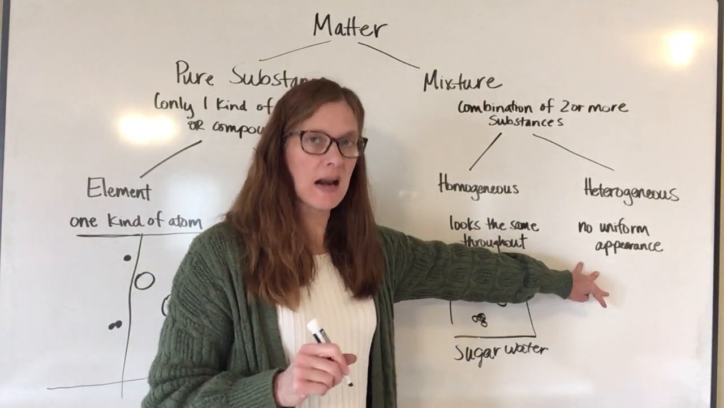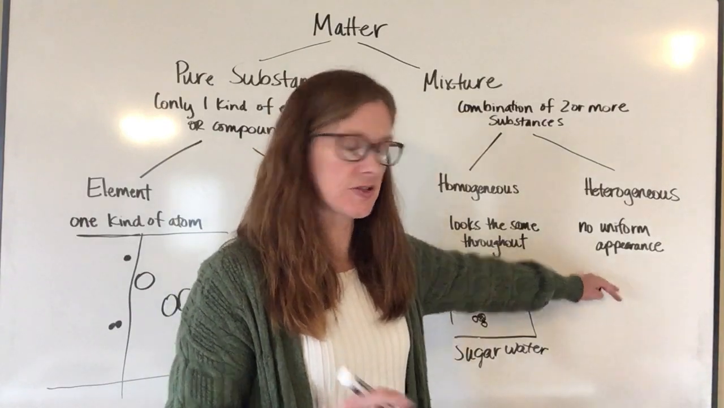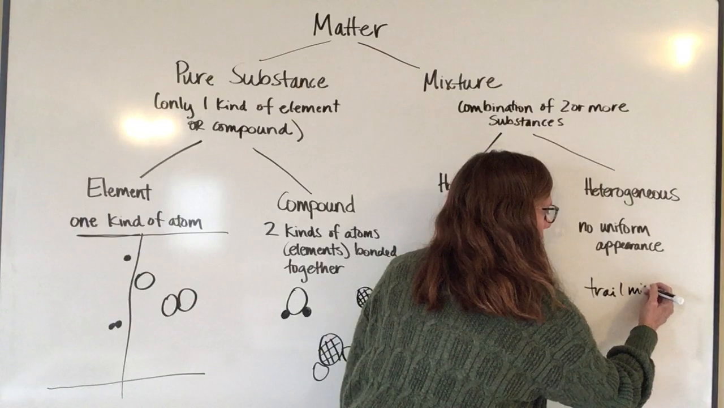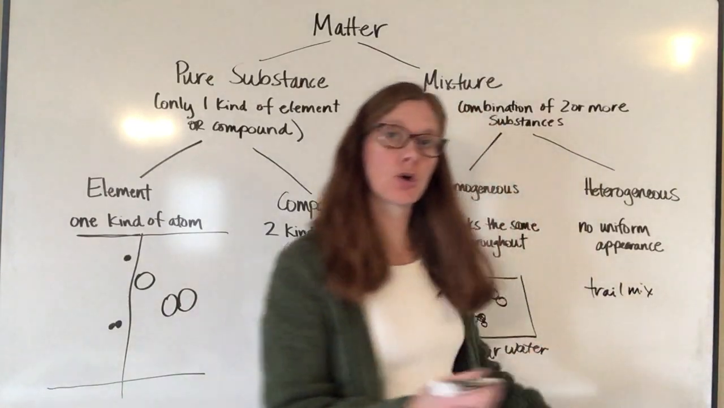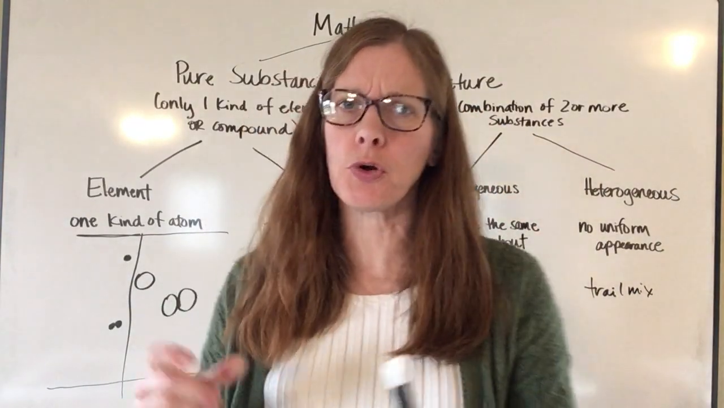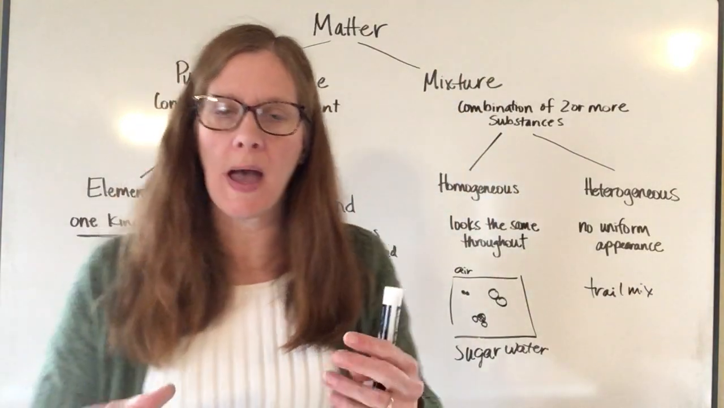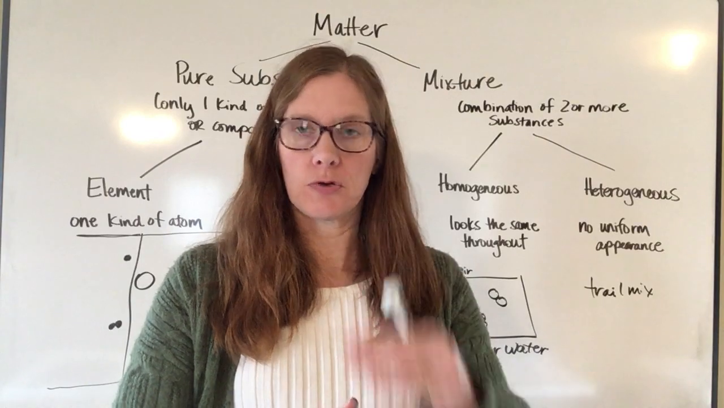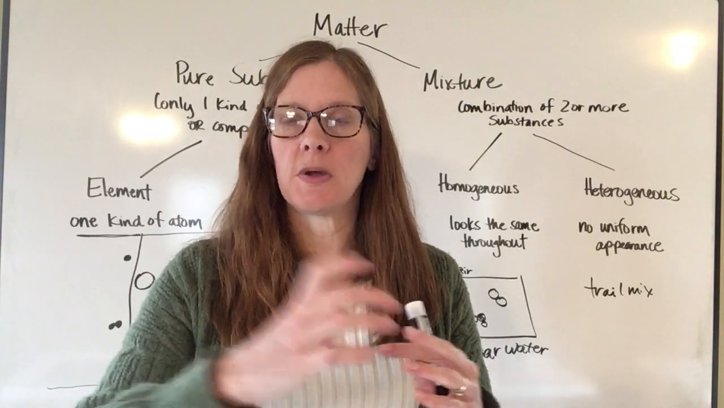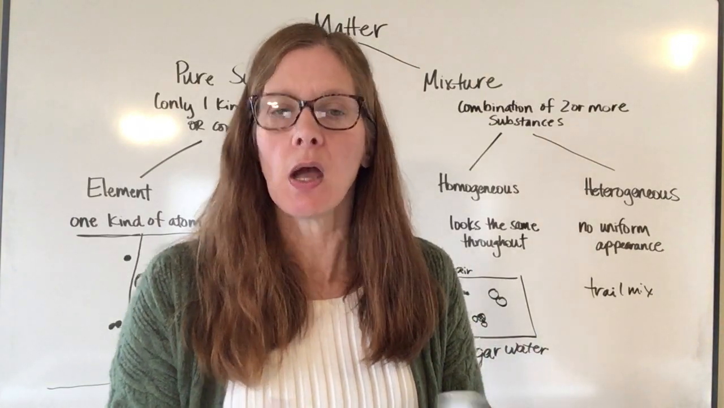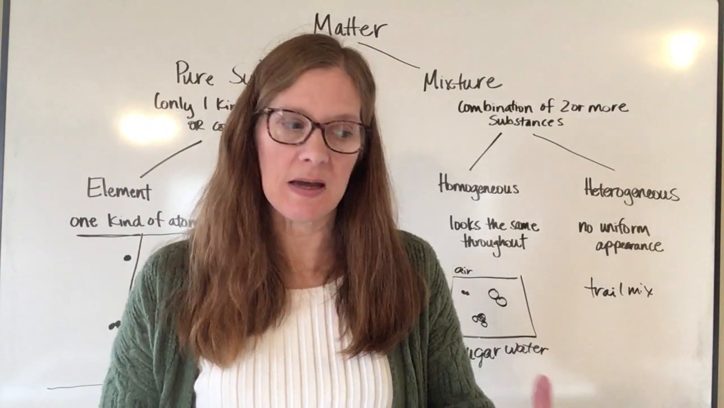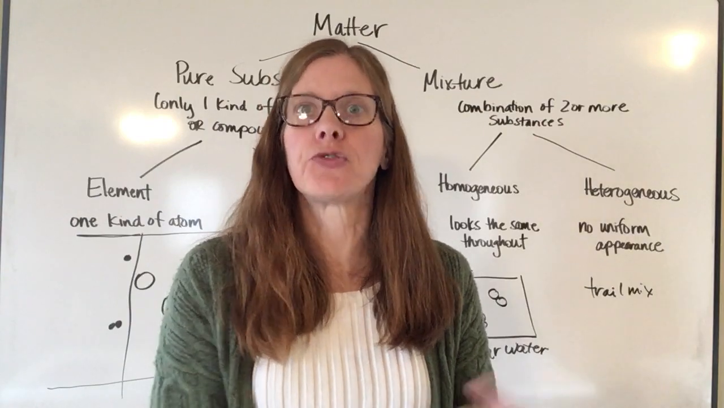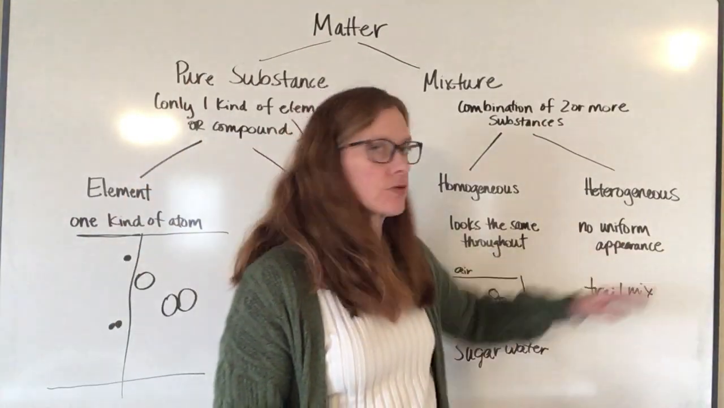A heterogeneous mixture does not have a uniform appearance, does not look the same all the way through. So this would be something like trail mix. It would be something like vinegar and oil dressing. Because if you're aware of vinegar and oil dressing, you have to shake it up because it always separates. The vinegar goes to the bottom and the oil goes to the top. So you always have to shake that up, like an Italian salad dressing. Those are heterogeneous because they separate. They look different all the way through. There are different things floating in there, and so it does not look the same all the way through.